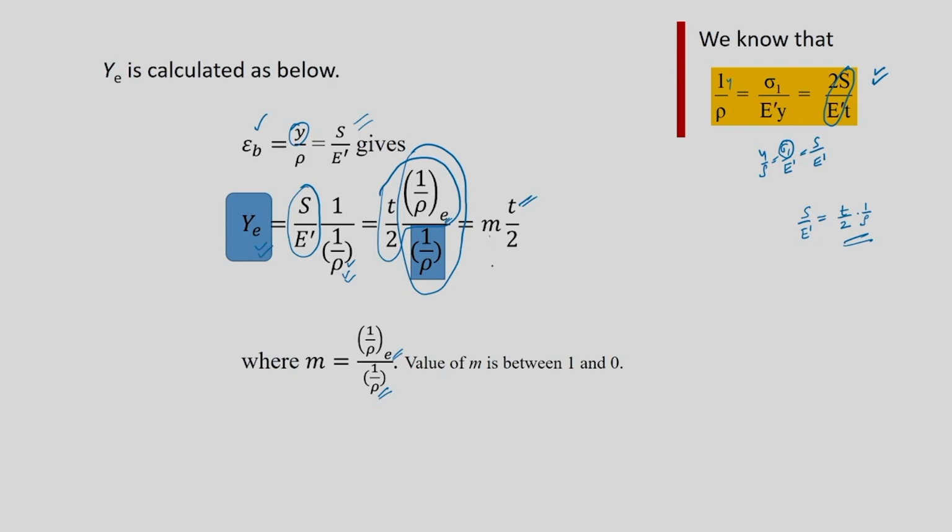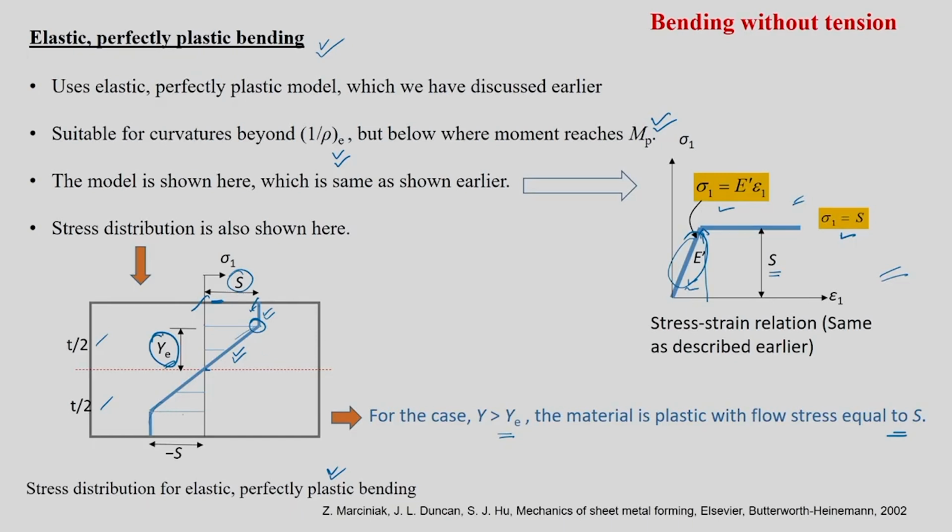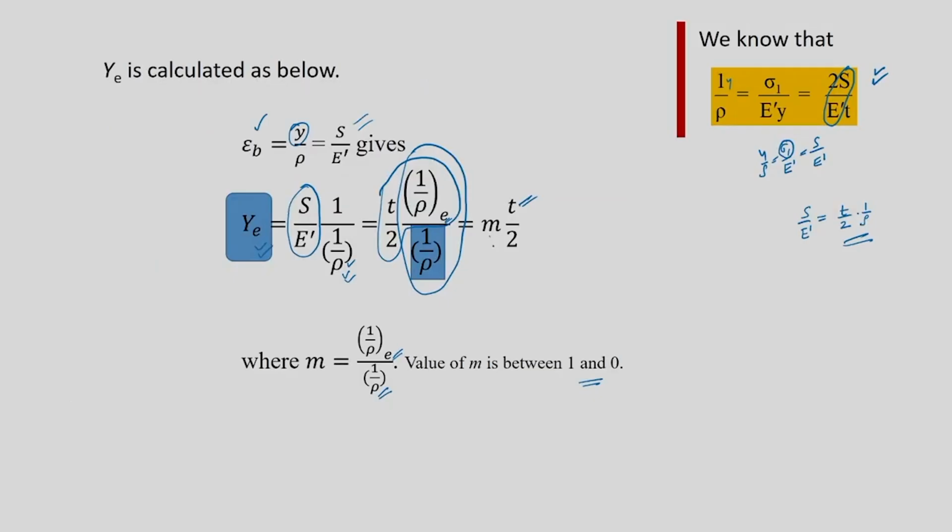This m has nothing to do with any other m which we have discussed before, so let us not get confused with this. This m can vary between 0 and 1. So, in this way your ye can be calculated, which is nothing but m into T by 2, and m is a ratio of the two curvatures, 1 by rho E divided by 1 by rho.